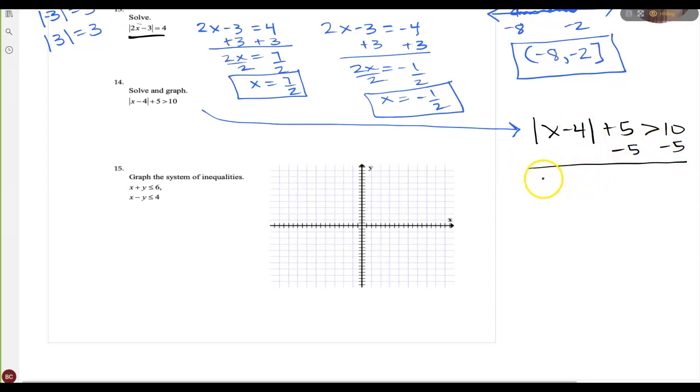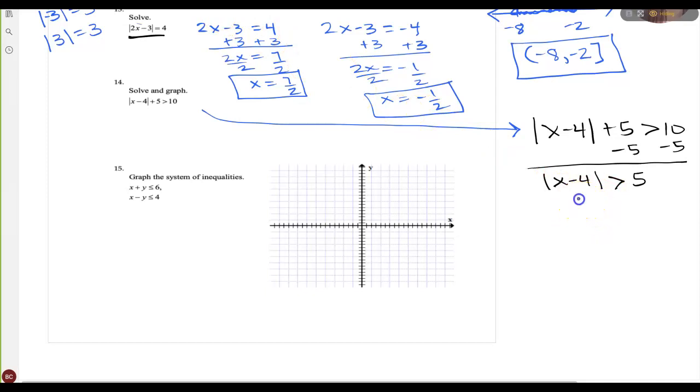All right, so I've got the absolute value of x minus 4 is greater than 5. Okay, so whether I'm dealing with an inequality where it has a greater than or less than symbol, or if it's an equation, I still am going to start these out the same way. But now this is where I'm going to write my two statements.